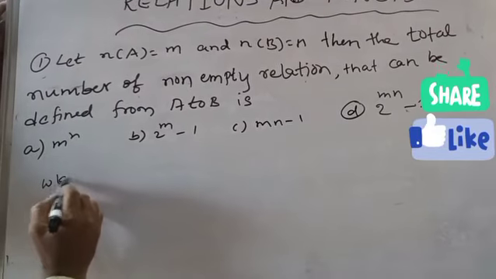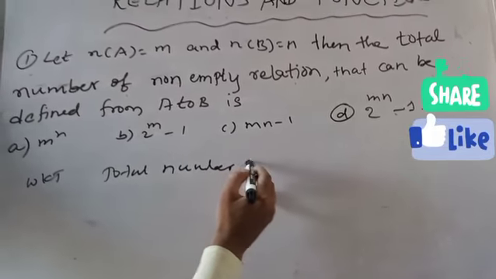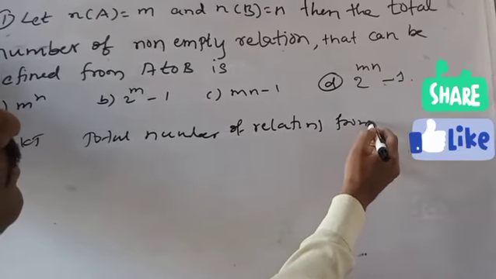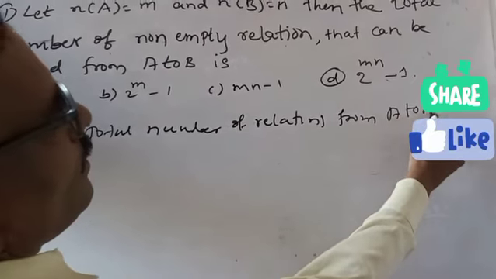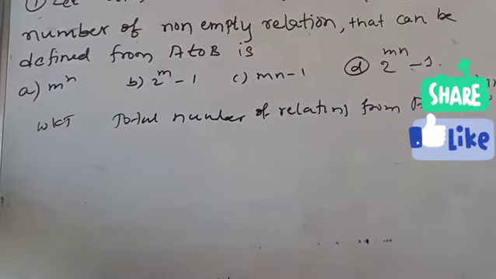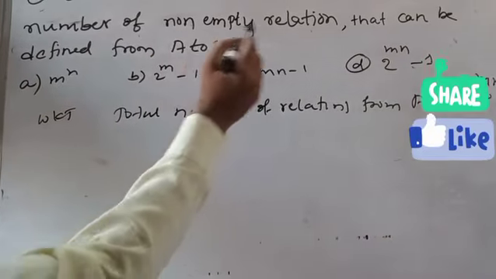We know that the total number of relations from A to B is equal to 2 power of mn. But here the question is the number of non-empty relations.